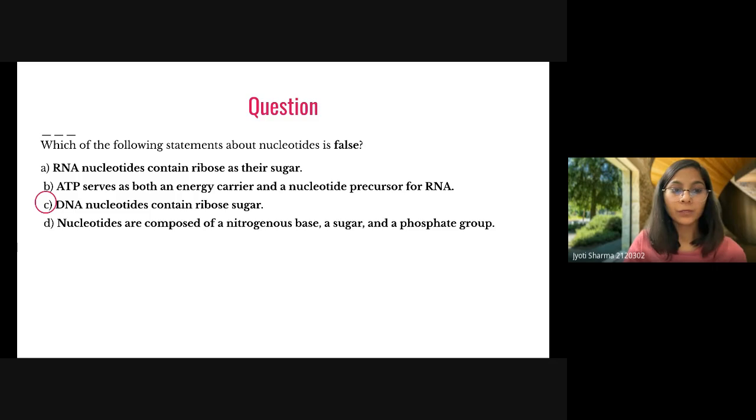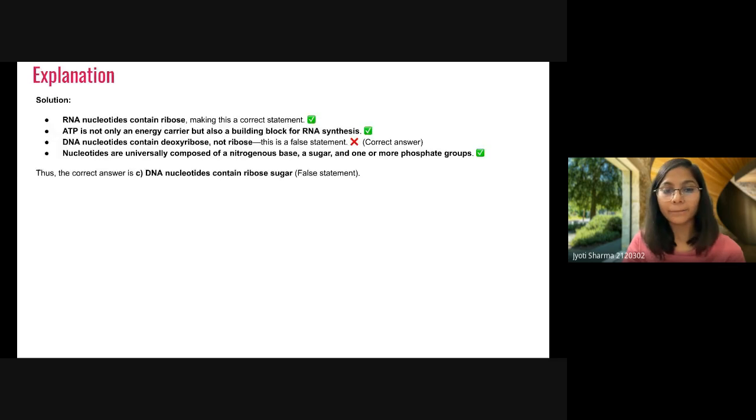Then, DNA nucleotide contains ribose sugar, as I told you. DNA means deoxyribose sugar. So this is the wrong statement. We have the deoxyribose sugar, not the ribose. Ribose sugar is present in the RNA.